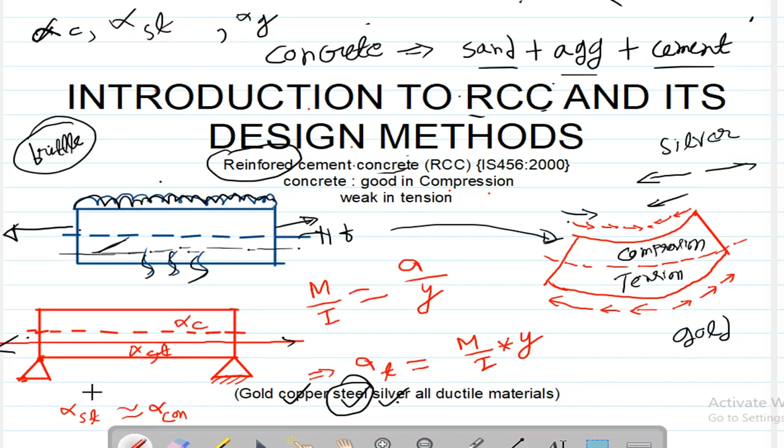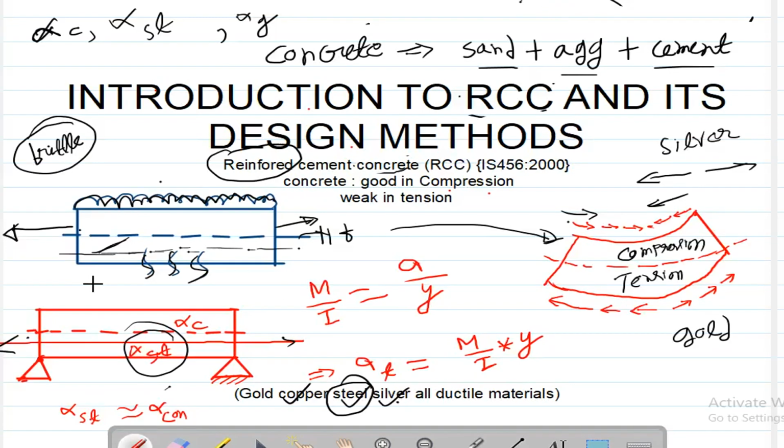That's why we choose steel as a reinforcement material as compared to gold, copper or silver, just because it is economical. Another point is that the coefficient of thermal expansion is similar, or almost the same, as concrete. That's why once there is an increment or decrement of temperature, the concrete as well as the steel members equally expand or shrink. If it is not so, then obviously cracks will occur. That's why we choose steel.